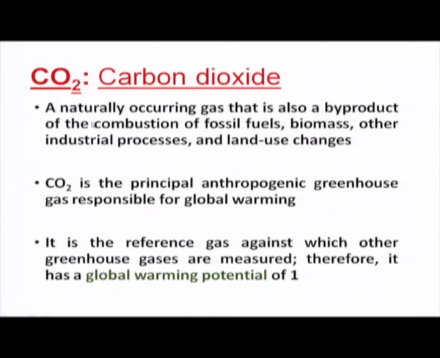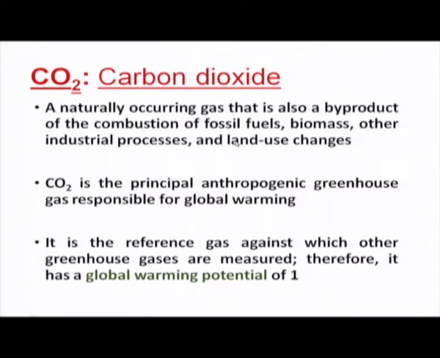Carbon dioxide is a naturally occurring gas that is also a byproduct of combustion of fuels, biomass and other industrial processes, and also land use changes, as we discussed before, all of which lead to emission of carbon dioxide in the atmosphere. This is the principal anthropogenic greenhouse gas responsible for global warming. About 70% is carbon dioxide alone. Other gases are methane, nitrous oxide and others.